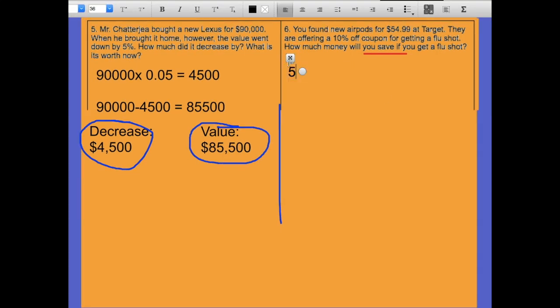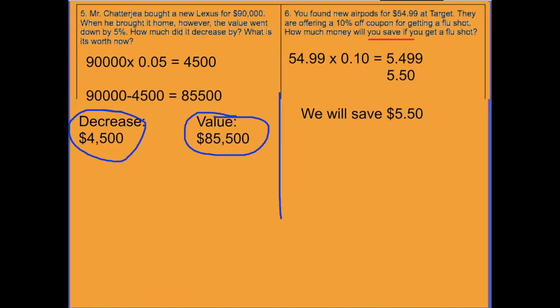So let's start with our value, $54.99. We got to find 10% of it. So it's 5.499. All right, so when we round that, remember we got to round to the pennies. The 9 is going to round the other 9 up to 10, but we can't have a 10, so this is really 5.50. And that 10% is our savings because we're getting 10% off. So we can say we will save $5.50. All right, we'll circle our final answer, and there we go.